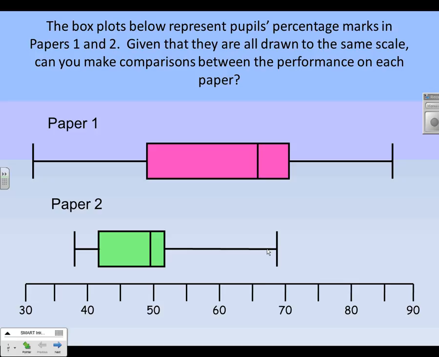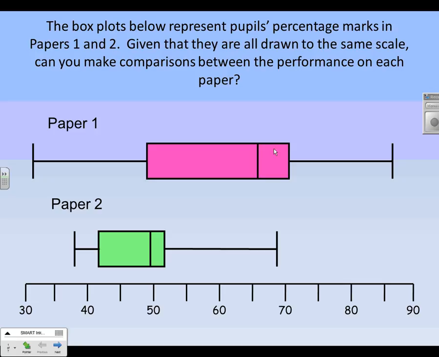So median for paper 1 about 66, median for paper 2 about 49. Okay, so what you can say there is the median for paper 1 is higher, therefore on average the marks are higher in paper 1. Pupils achieve more marks in paper 1. Okay, so there's your average comment.